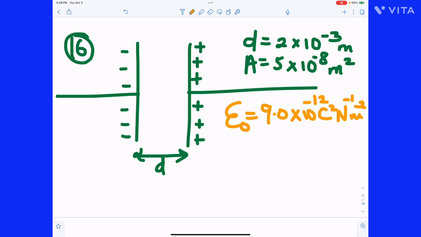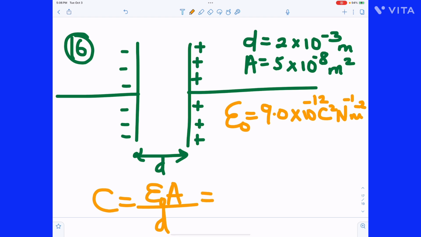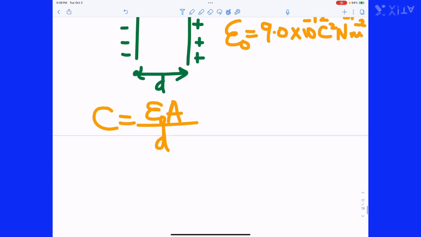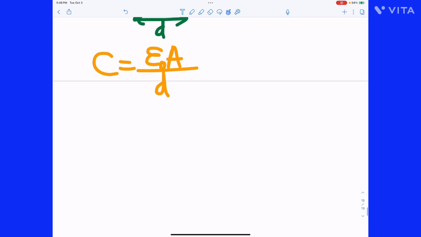Now the capacitance of the capacitor is equal to epsilon naught A over D. But in this case, the material between the plates is free space. So that will take us to the next line where we do substitution of values. What do we get when we substitute values?